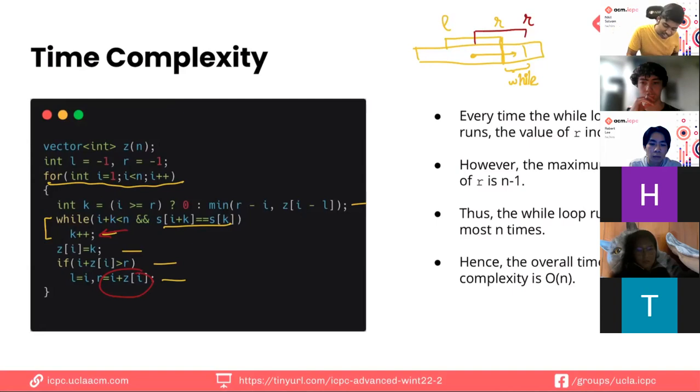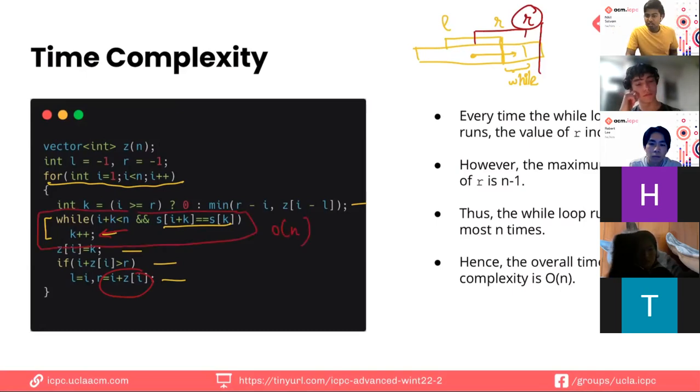But how far can this R really go? It can only go to the end of the string, right? So it can only be incremented like n minus 1 times or n times or whatever. So this inner while loop runs overall at most like order n times. And so the overall complexity is once again linear.